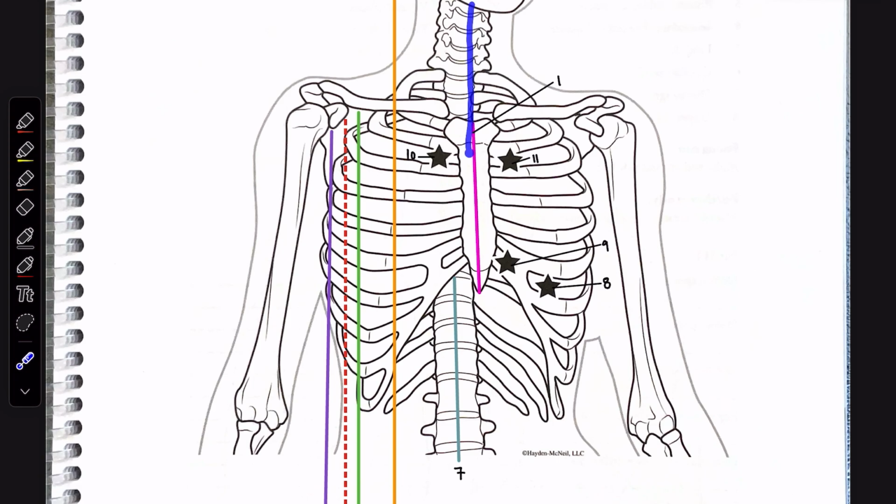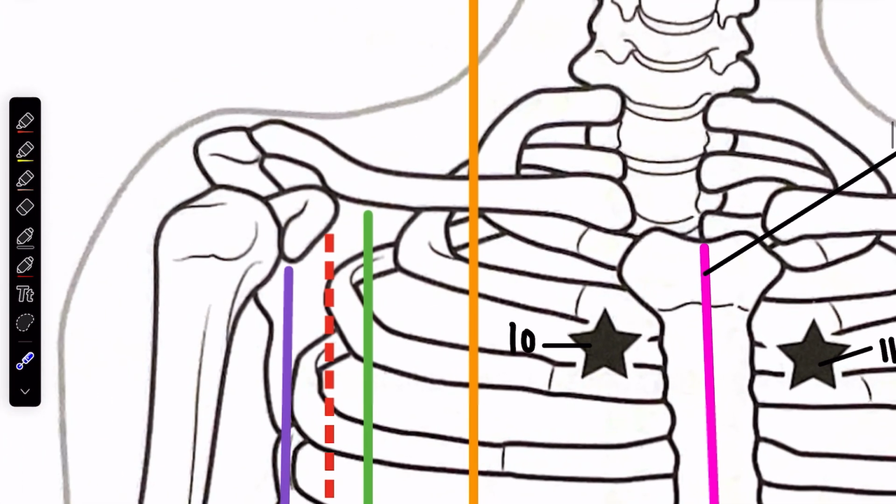So a lot of these bony landmarks, it's just going to be these visuals. You have to imagine where these lines are. So mid-sternal line. Number two is going to be our mid-clavicular line. Okay, middle of the clavicle.